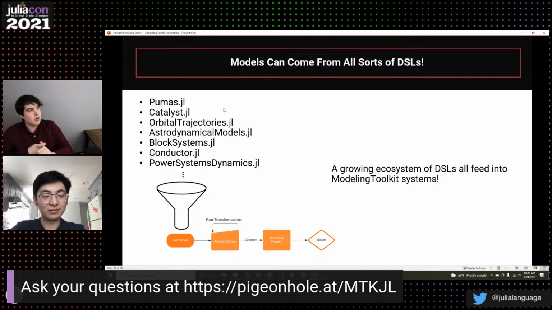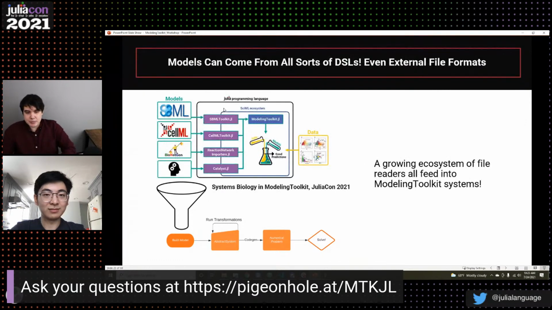Conductor.jl for neuroscience modeling, brand new. It's like Neuron or Brian, but now it's using Modeling Toolkit to get its speed, parallelism, and all that, right? So you have this huge ecosystem that's now funneling into, everything is giving you an abstract ODE system, and so you might want to learn Modeling Toolkit because it's starting to be this central idea of how to represent a differential equation or a mathematical model in the Julia ecosystem.